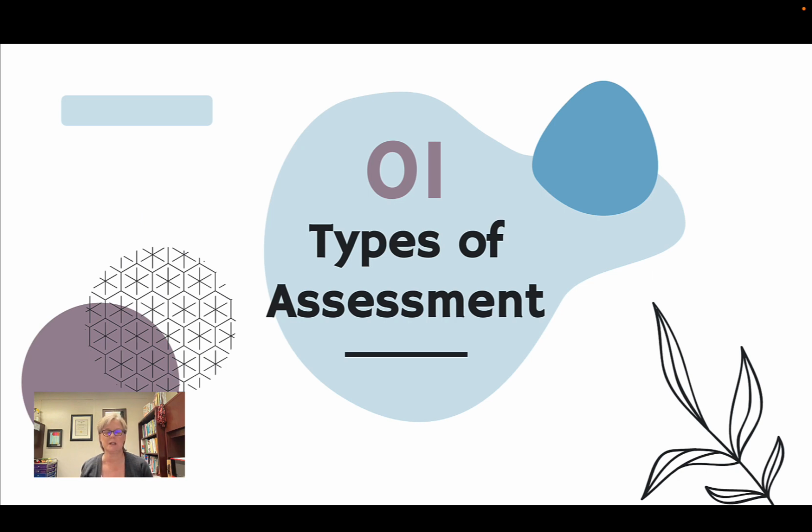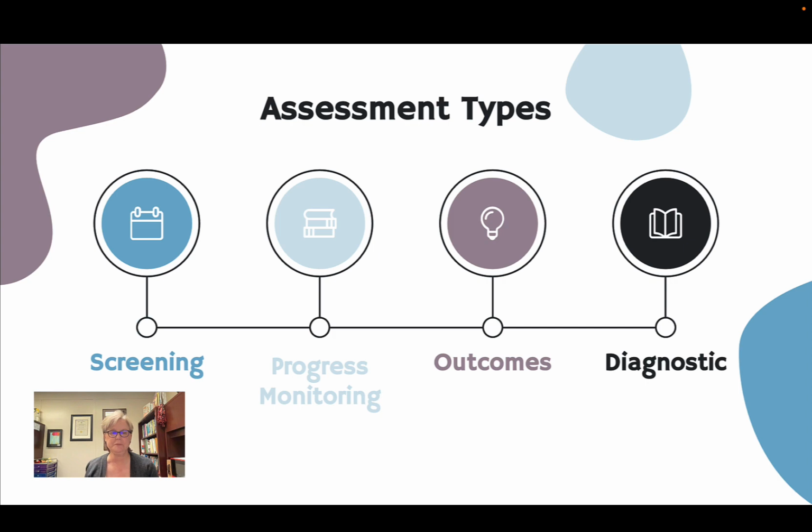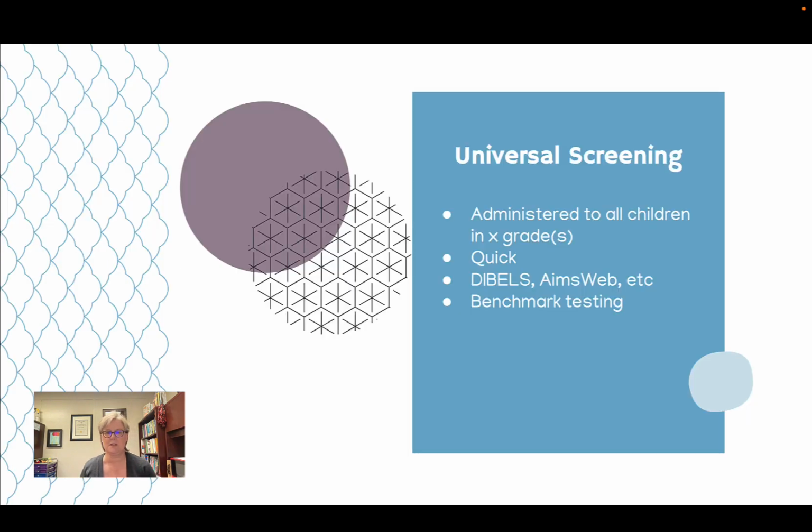Okay, so first let's talk about what types of assessment there are for dyslexia. In general, there are 4 types: screening, progress monitoring, outcomes, and diagnostic. We will briefly go over all of them, although we will definitely spend much more time on diagnostic. Okay, so screening.